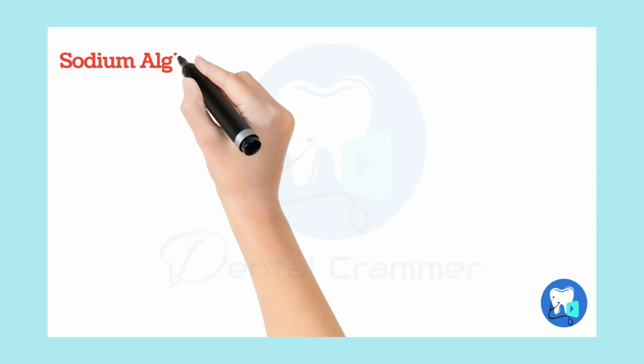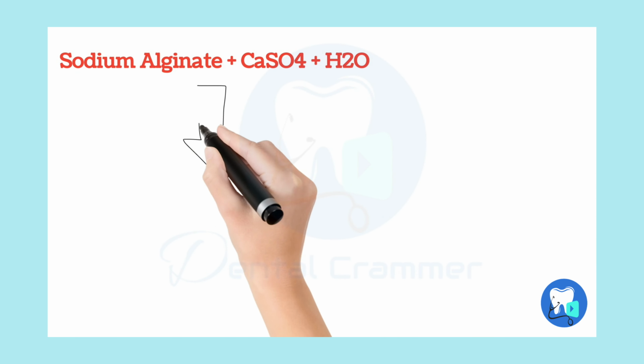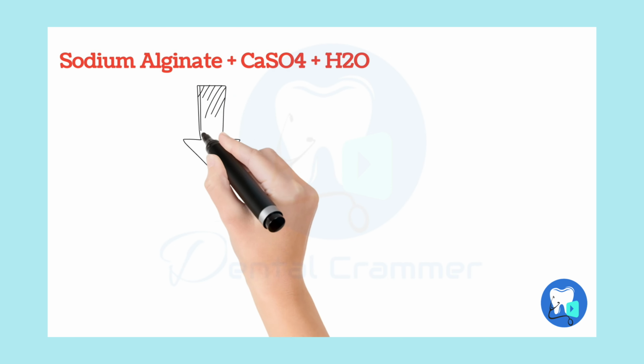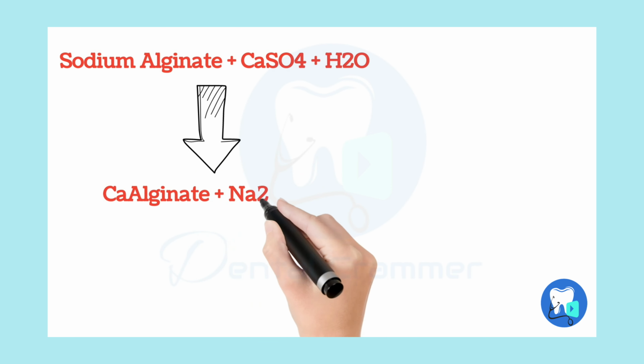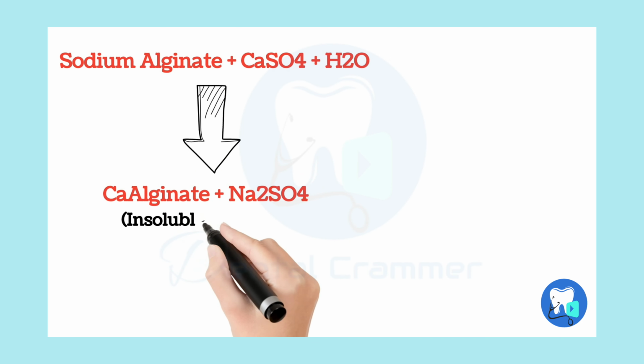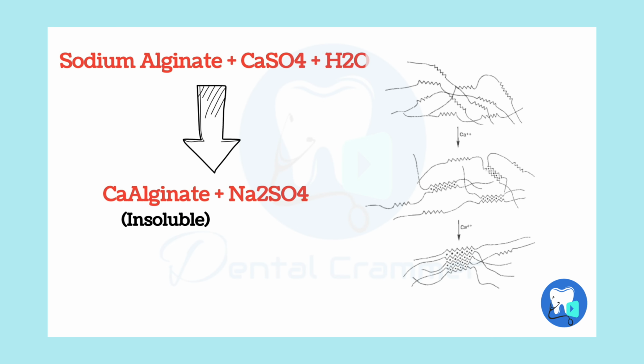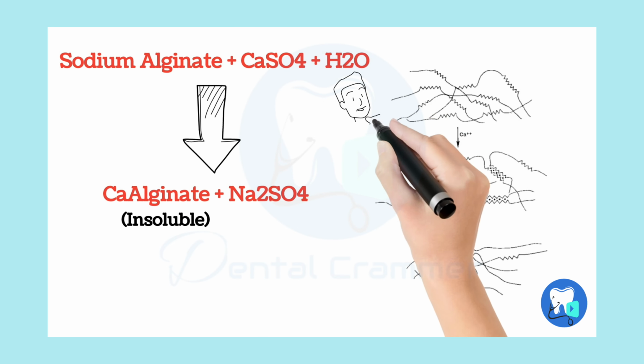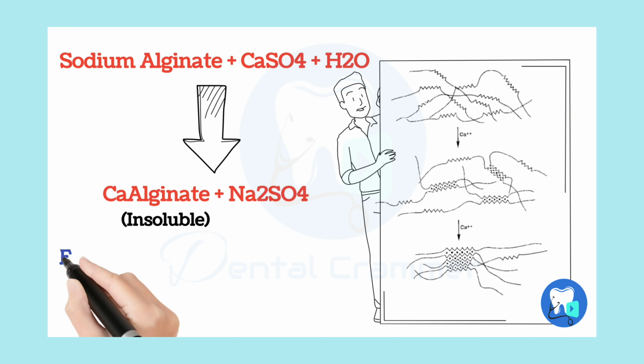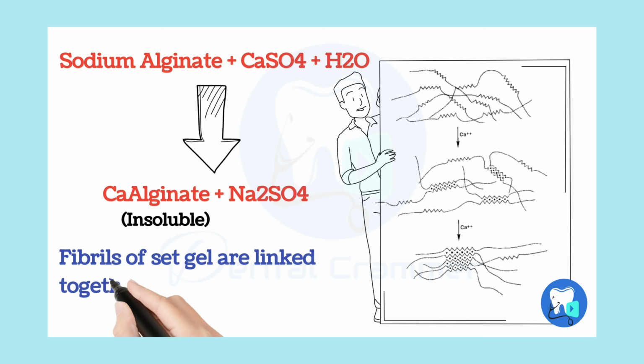Here is the setting reaction of alginate. Sodium alginate reacts with calcium sulfate when water is added and gives us calcium alginate. Calcium alginate is insoluble and forms the gel state. Fibrils of the gel are linked together by calcium ions. So basically, calcium ions cross-link the polymer chains of alginic acid.